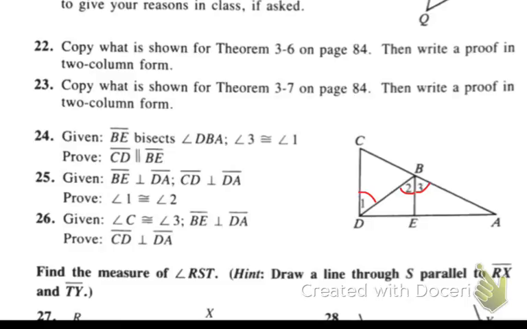Well, they told me that BE bisects to 3. So let me go ahead and take a picture of what they have in the answer guide.